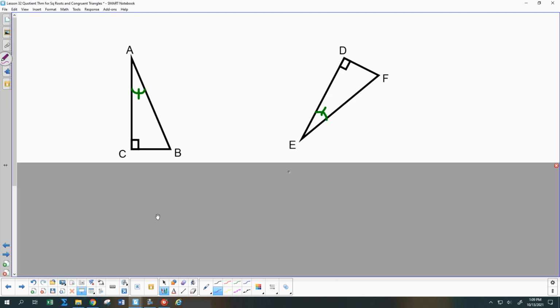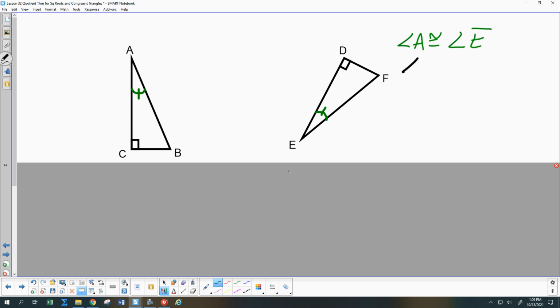Now, it makes a difference when we write these, how we write them down. So first off, we're going to look at that, and we've got the 2 things marked in green. That's one set of corresponding angles. I know that angle A is congruent to angle E. I also have 2 that are marked with 90-degree marks.